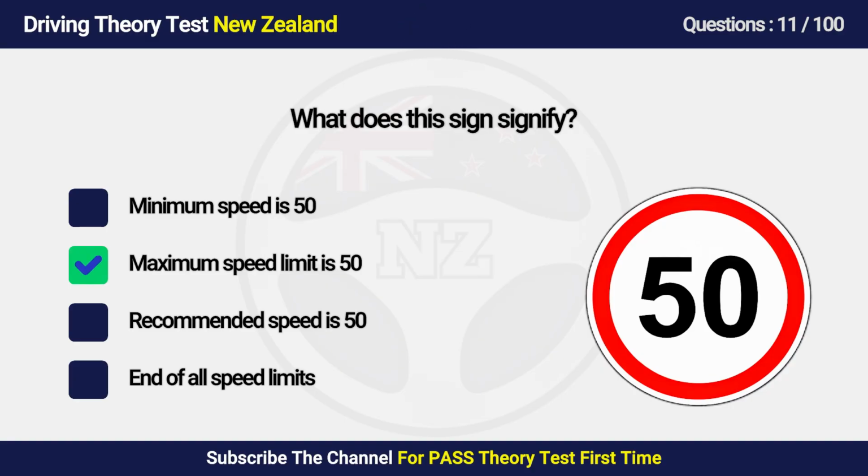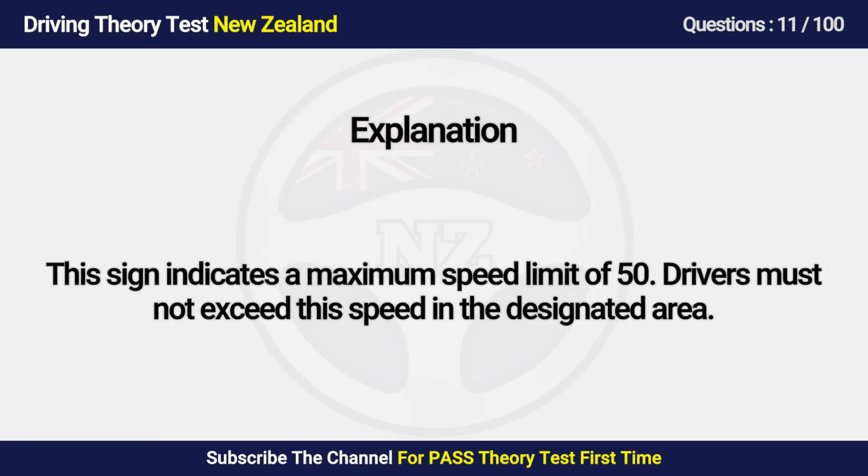Answer is B. Maximum speed limit is 50. This sign indicates a maximum speed limit of 50. Drivers must not exceed this speed in the area.